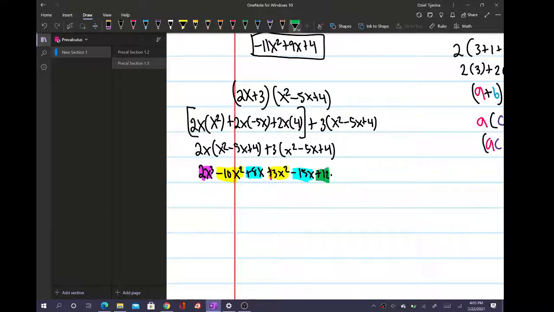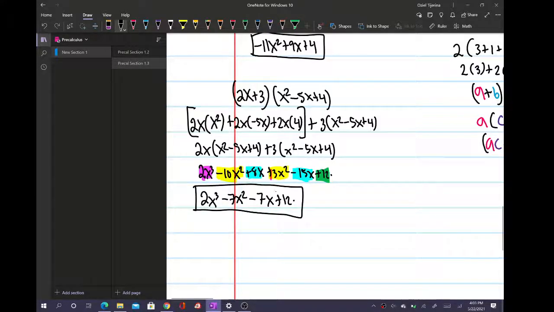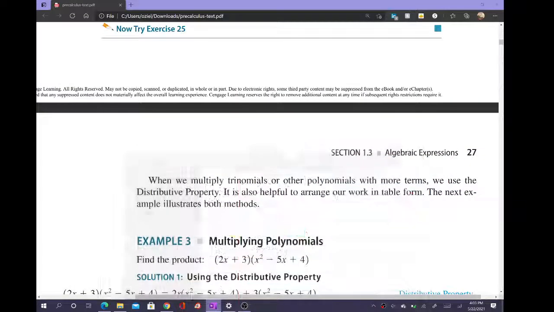So really this is just 2x cubed minus 7x squared minus 7x plus 12, right? So that's a good way of looking at it.